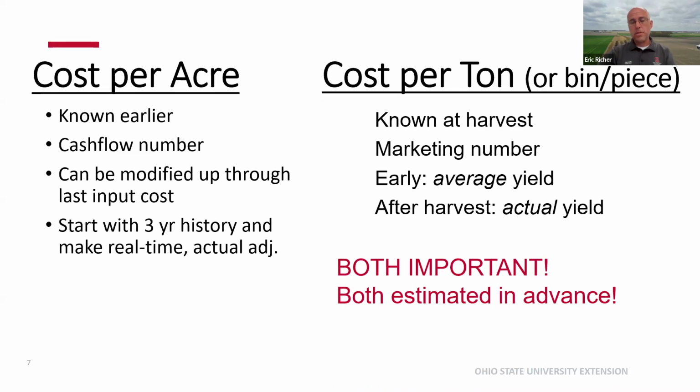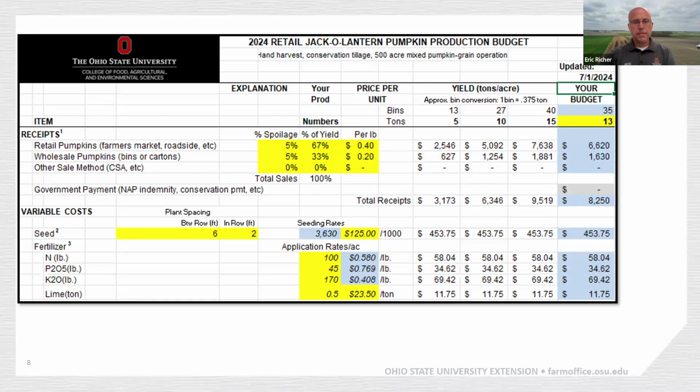Cost per acre or cost per ton is not more important than the other. Both are very important. Both can be estimated in advance, and both can be estimated at season's end to get a very, very precise year-end cost of production number. Let's look at the document.